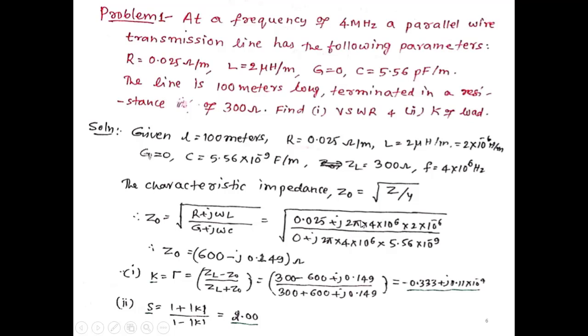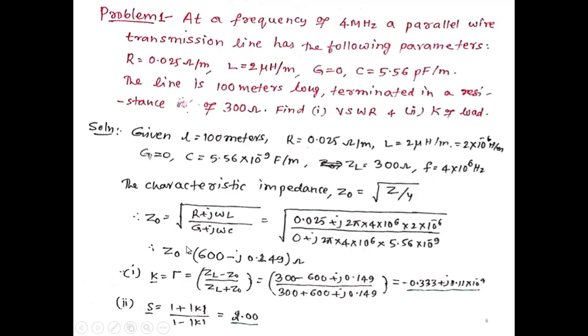We'll get (0.025 + j·2π·4×10^6·2×10^-6) divided by (0 + j·2π·4×10^6·5.56×10^-9). So if we simplify, by using rectangular to polar coordinate conversion on a calculator for the numerator and denominator and dividing the numerator by the denominator, we'll get Z0 is equal to 600 minus j 0.149 ohm.